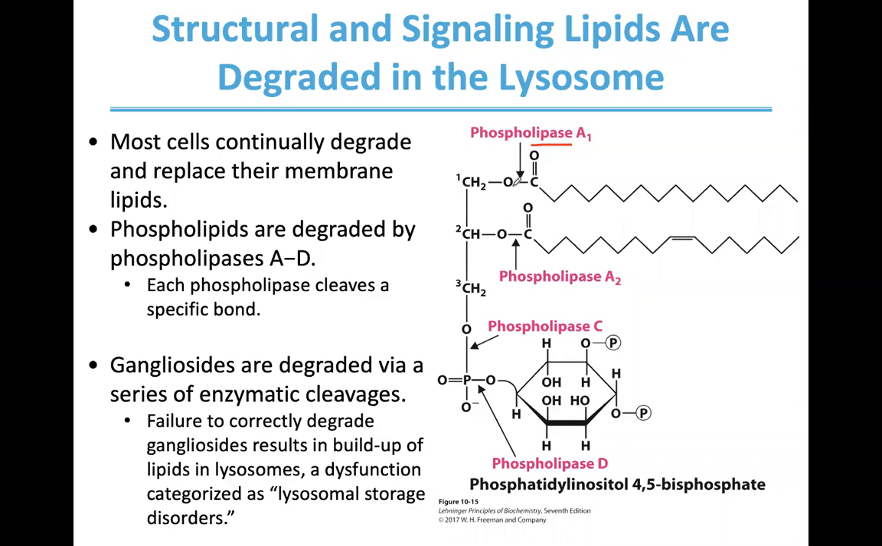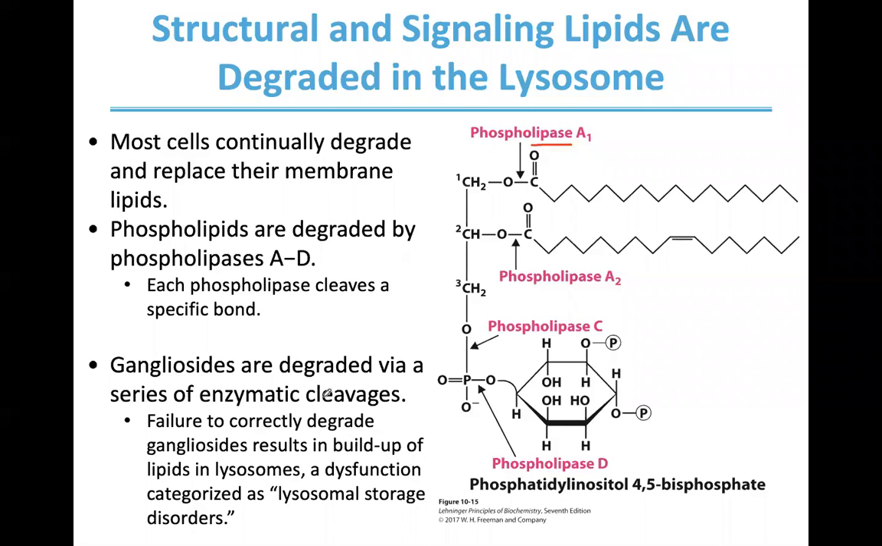So for example, this is phospholipase A1 that breaks the terminal ester. Phospholipase A2 breaks the middle ester. And then you have phosphodiester. There are two types of esters here. And there is phospholipase C and D, depending on which bond is broken, right? There are two of them.